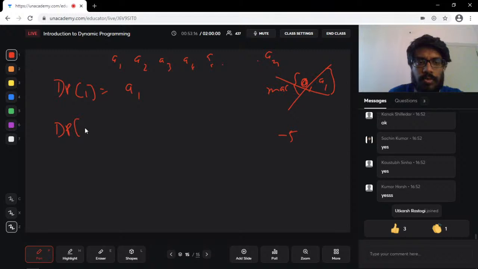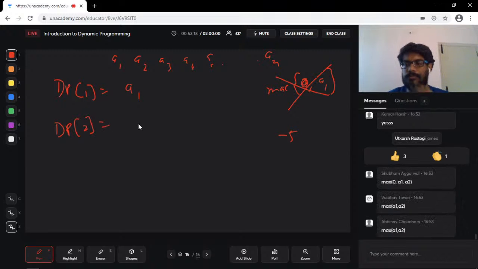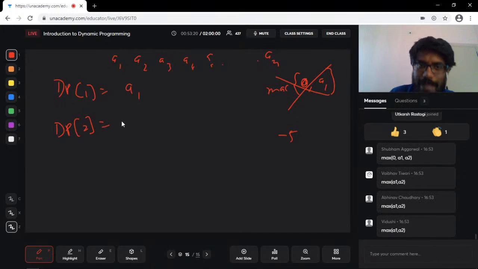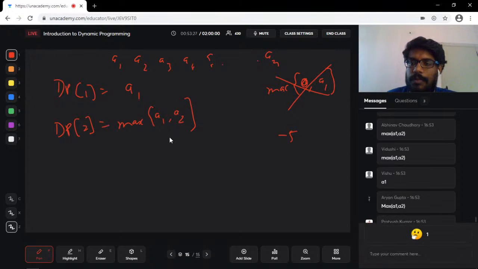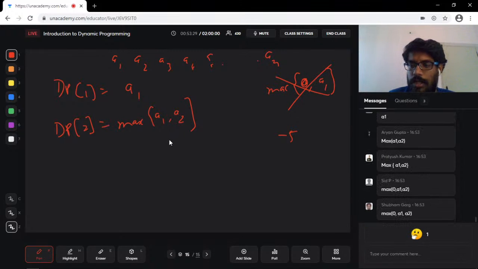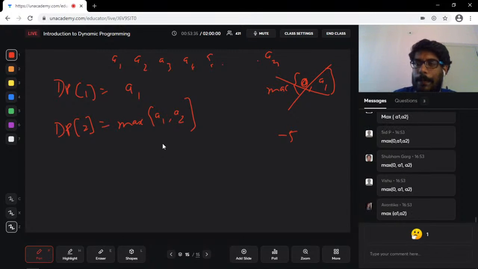What is dp of 2? It's max of a1 comma a2. Yeah, this is also pretty clear, I hope. It's max of 0 comma this, but let's assume they're all positive, so you can drop the 0. So it's just max of a1 comma a2.